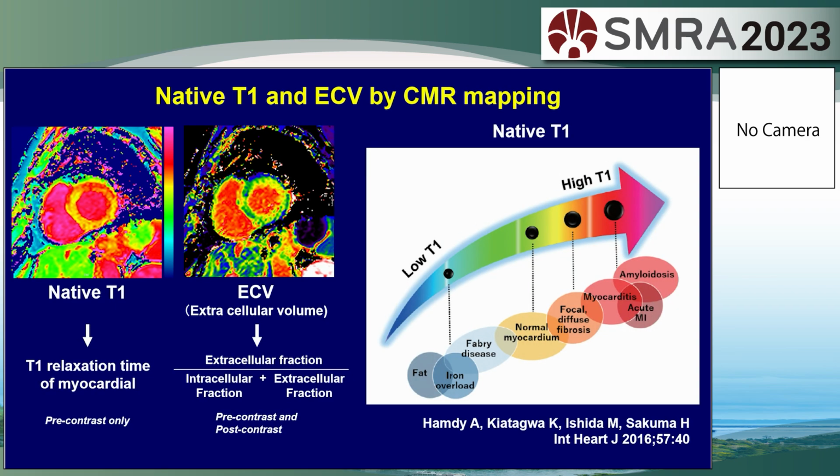So the biggest impact of quantitative CMR imaging is the introduction of T1 and ECV quantification. As you know, native T1 quantifies the T1 relaxation time of the myocardium, and ECV is the extracellular volume.